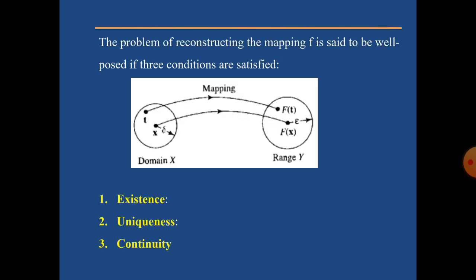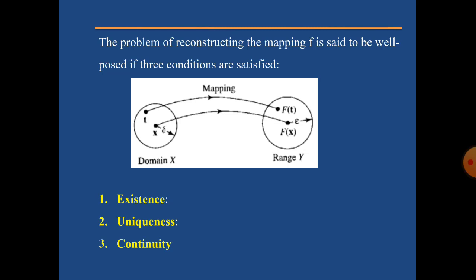See clearly, the problem of reconstructing the map f is said to be well posed if three conditions are satisfied. So what are those conditions? The first one is existence, the second one is uniqueness, the third one is continuity. So watch the figure closely. The first one is existence.